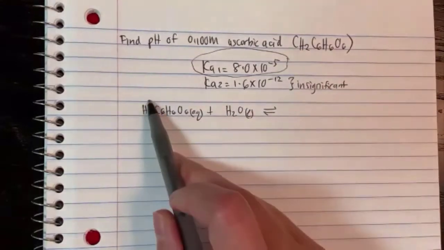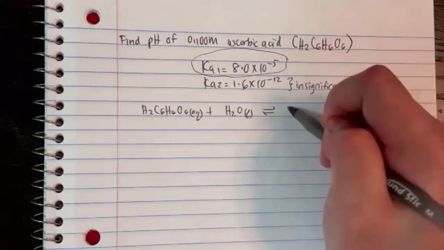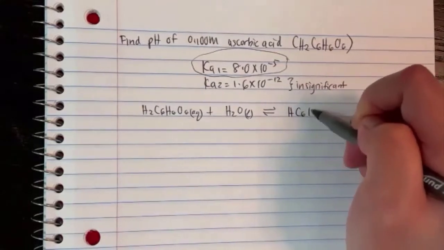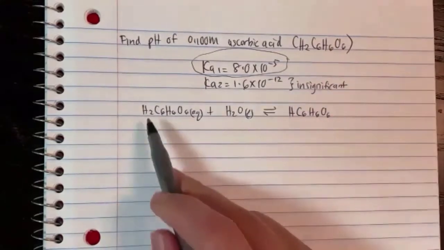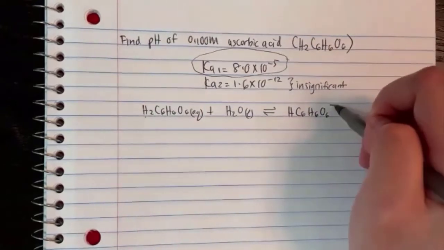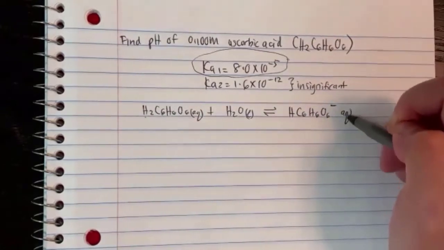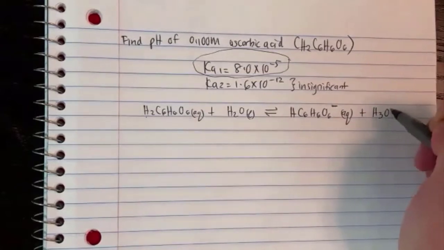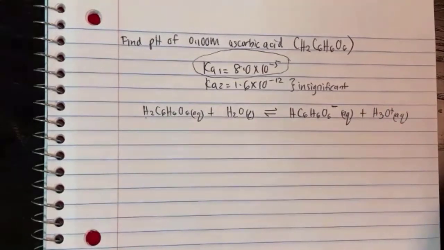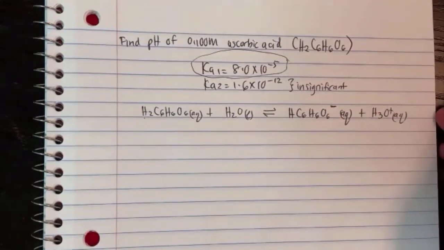Basically you take one proton off. So take one of these H off. Now you have HC6H6O6 left over, and because you took off a positive one charge, this one is negative one charge now. The other side is hydronium. Okay, so you have to know how to write the equations.